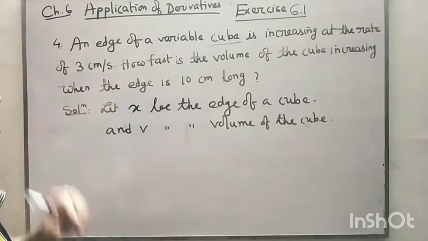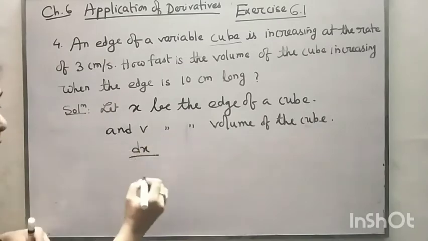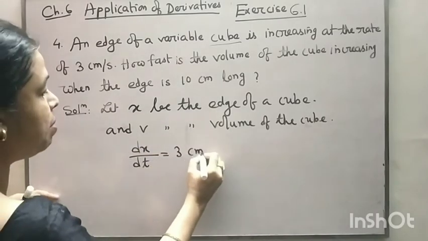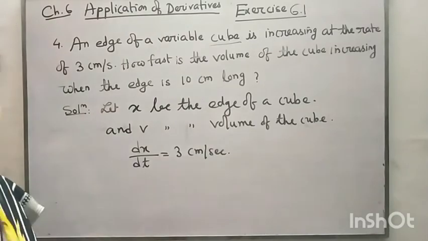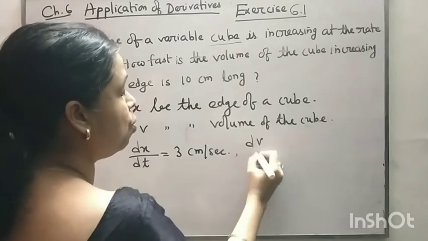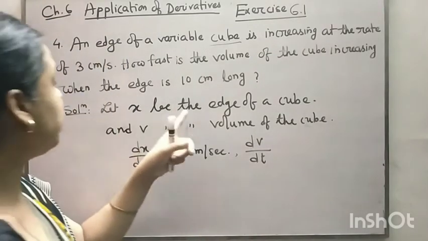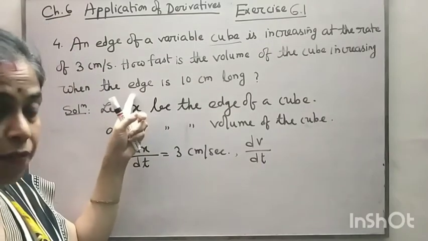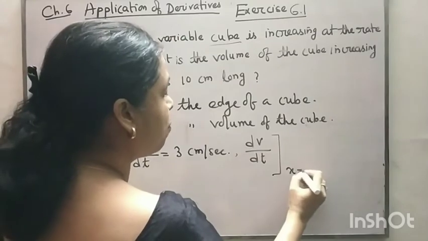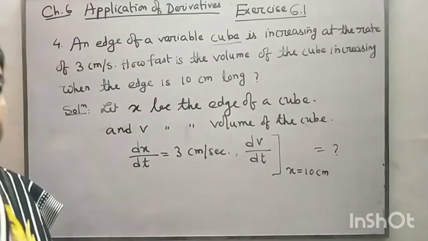In the question it is given the edge is increasing, that means the rate of change of edge, that is dx/dt, with respect to time is given as 3 centimeter per second. And what is asked? How fast the volume is increasing? What is volume? V. Increasing at dv/dt. At what instant? At the instant when the edge is 10 centimeter, that means you have to get this value at the instant when x equals 10 centimeter.